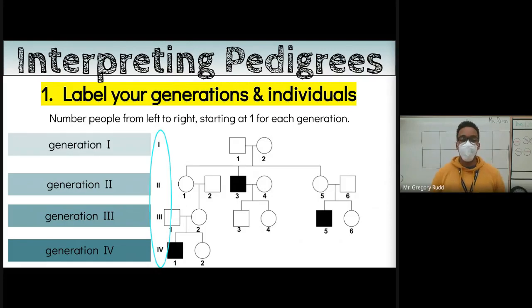Okay, anyway, we use Roman numerals for the generations, and we use cardinal numbers for the individuals. You number individuals from left to right, and you start at 1 for each generation. So you don't continue from one generation to the next. It's not 1, 2, then next generation 3, 4, 5, then next generation 6, 7, 8, 9. You start over with each generation. The top generation will always be generation I. Then under that will be generation II, then under that is III, and so on and so forth.